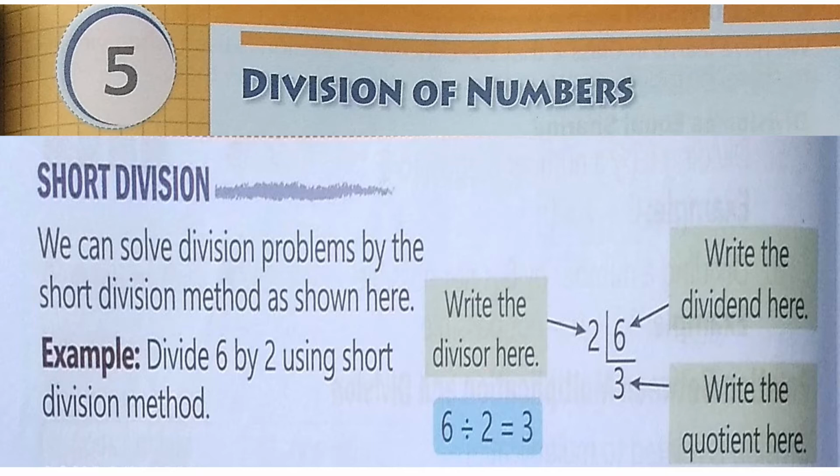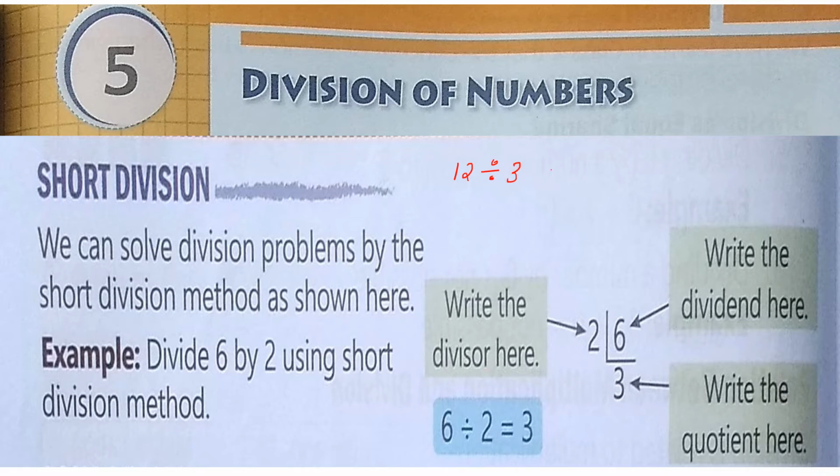As you can see here, suppose 6 divided by 2, using short division. So write the divisor outside. First we have to make a line like an L, and we will write 6 inside the L and 2 outside the L. That means this 6 is the dividend and this 2 is your divisor. So in the table of 2, how many times is equal to 6? That is 3 times.